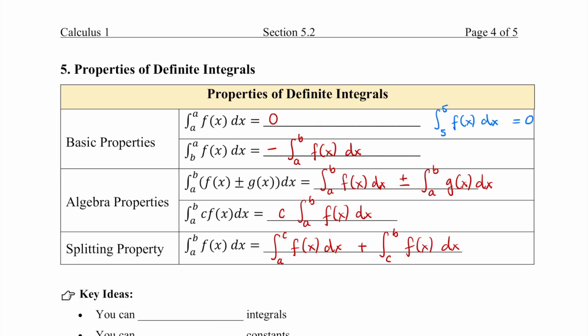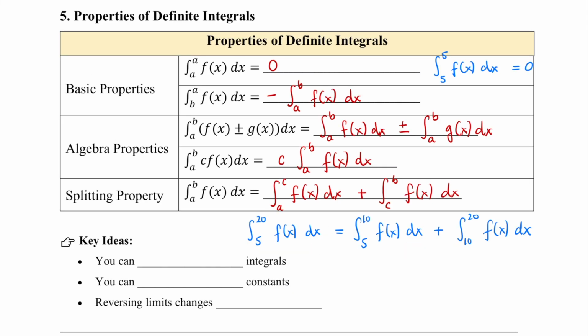For example, if I have the definite integral from 5 to 20 of f of x dx, I can split it into the integral from 5 to 10 of f of x dx plus the integral from 10 to 20 of f of x dx. So you can split the integrals. You can factor out constants. Reversing limits changes the sign.